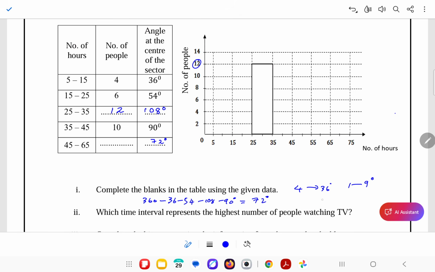One person is 9 degrees, no? So the total number of persons is 72 over 9, which is 8. 8 people. So the table is done now.